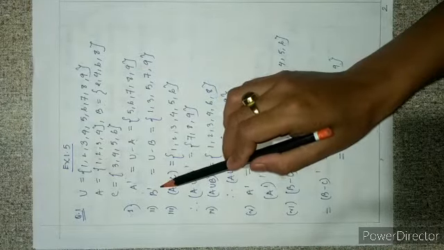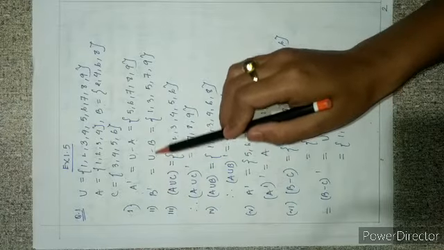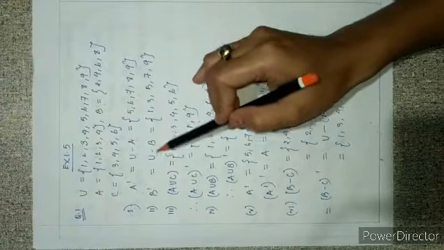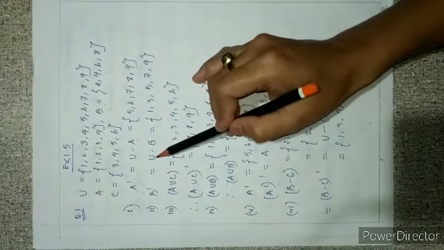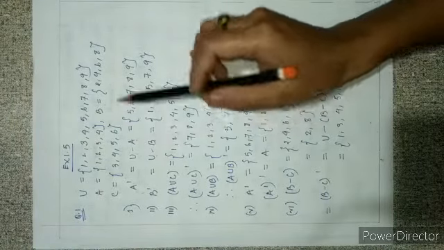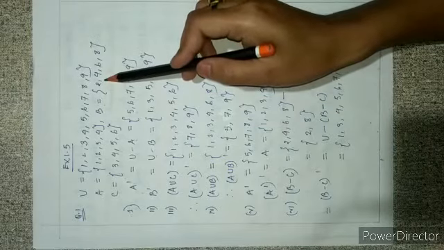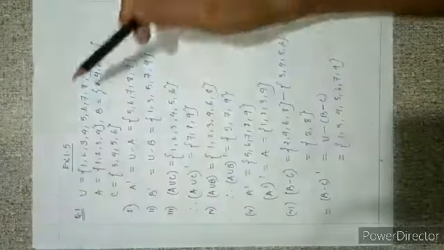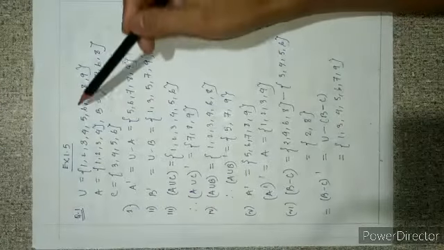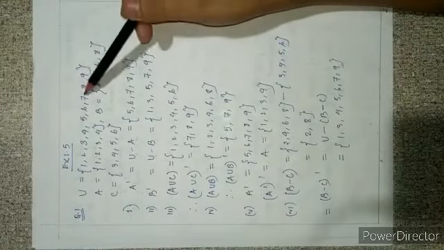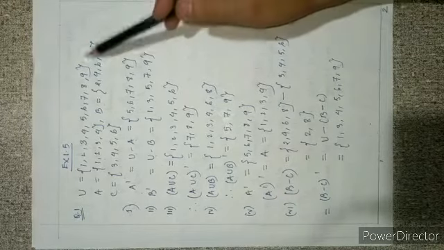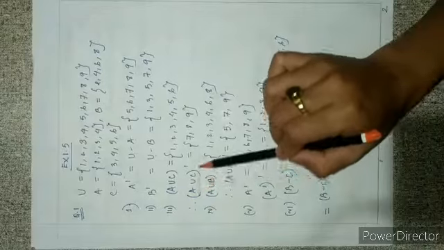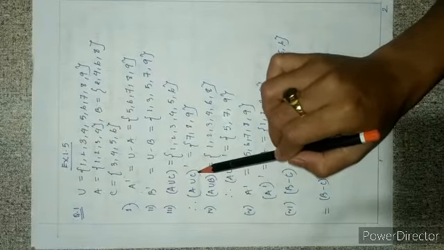Roman number 2, B dash. From the definition of complement set, B dash is equal to universal set minus B. Find the difference of U minus B. U minus B means all the elements of U which are not in B, and so the remaining elements are 1, 3, 5, 7, 9.